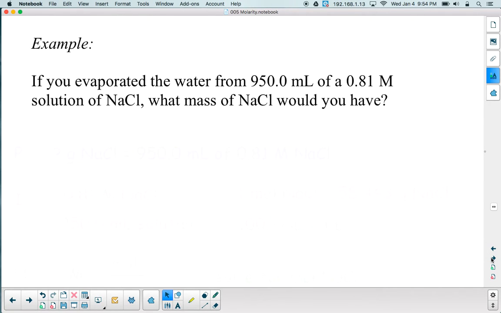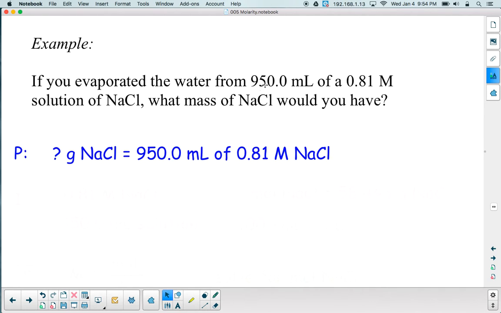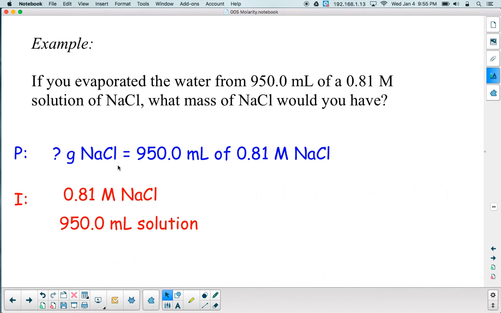The other thing you can do with molarity is to figure out how much of a compound is present in a given amount of solution. In this scenario, we're asked to figure out how many grams of sodium chloride we will get if we take 950 milliliters of a 0.81 molar sodium chloride solution and evaporate all the water.